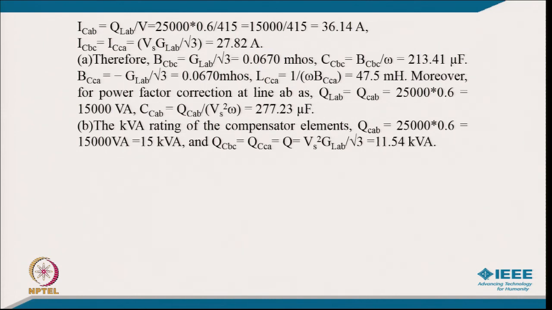Moreover, for power factor correction across the line AB, QLAB equal to QCAB equal to 25,000 into 0.6, that is the reactive power, and the equivalent capacitance will be, because it is a single phase circuit, QCAB upon V square omega, and this comes to 27.23 microfarad. So, the kVA rating of the capacitor element across AB is 15 kVA, and for QBC and QCA the other two will be V square GL upon root 3, that will be 11.54 kVA. So, after putting in these three compensators, we will get a unity power factor sinusoidal balanced current in the net compensated load.